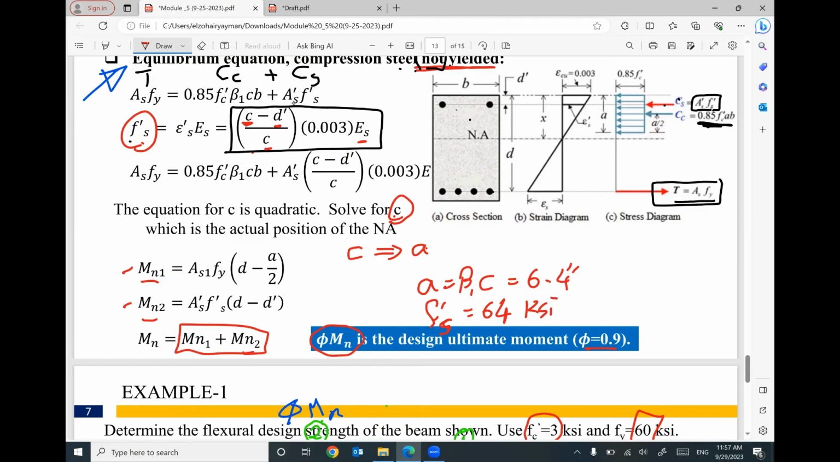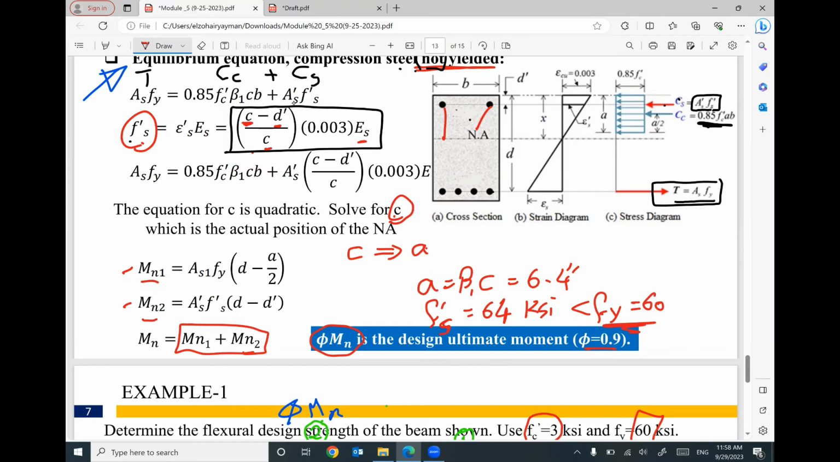KSI, which should be less than f yield. And that makes sense. This is the main reason why I did all of this calculation. I repeated all of this calculation because the stress in the steel reinforcement in compression did not yield yet. The actual stress is 64, not f yield. Oh, the f yield is equal 60.